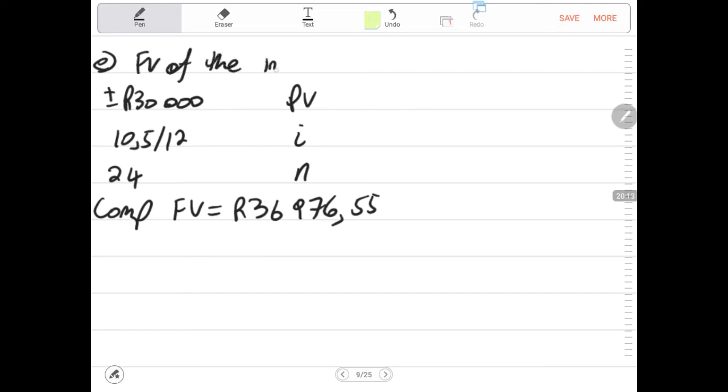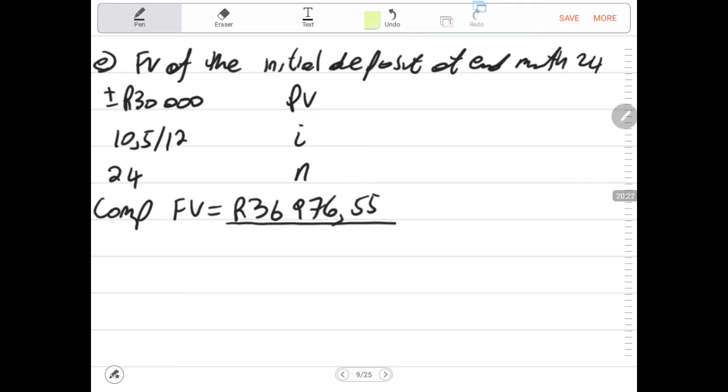Future value of the initial deposit at end of month 24. And we do have the future value. And we can agree that this future value is not equivalent to the amount that we need to raise. How much do we need? We need 70,000. So there is still a shortage.